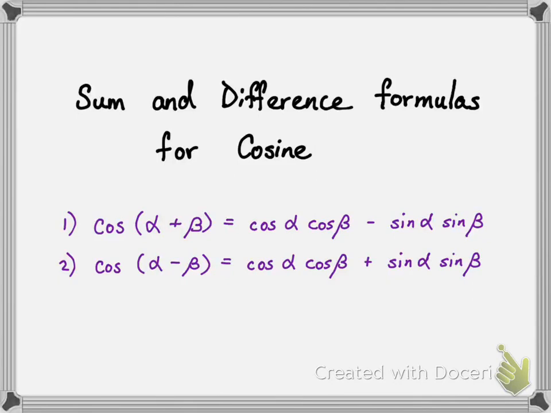Hello everyone, in this video we are going to look at the sum and difference formulas for cosine. Cosine of alpha plus beta equals cosine alpha times cosine beta, subtract sine alpha times sine beta. The difference formula: cosine of alpha minus beta equals cosine alpha times cosine beta plus sine alpha times sine beta.